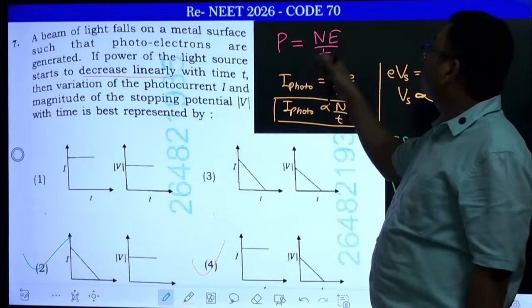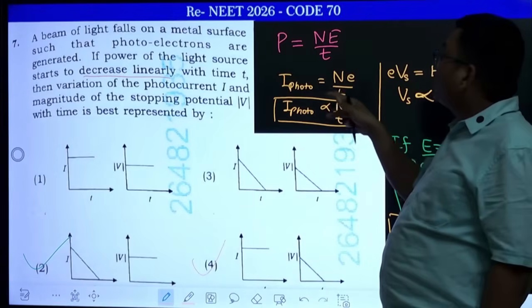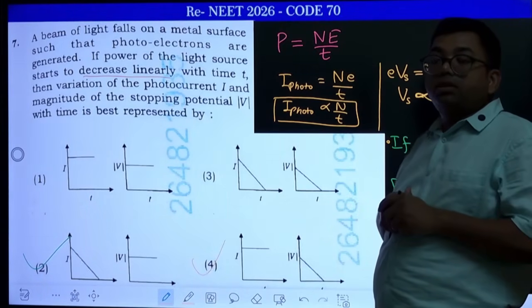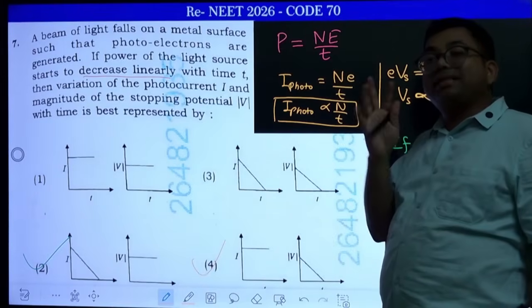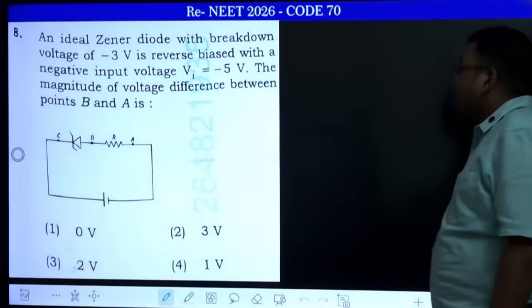If you take this also, then what is the nature of variation of N by T and E? Their product must be linearly changing. Then you need to make separate cases there. Okay, that we cannot make. So let us go to the next question.